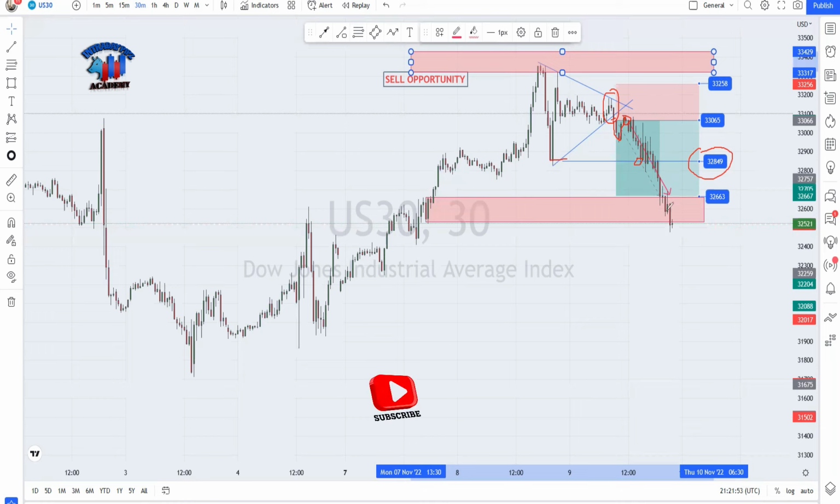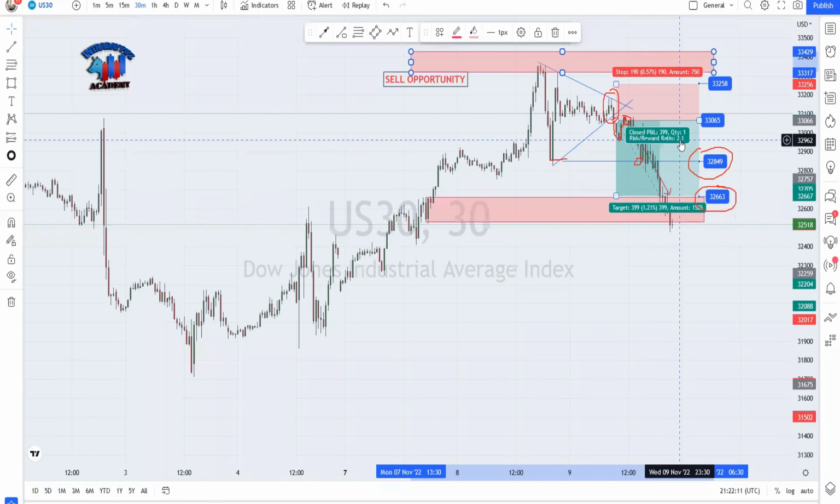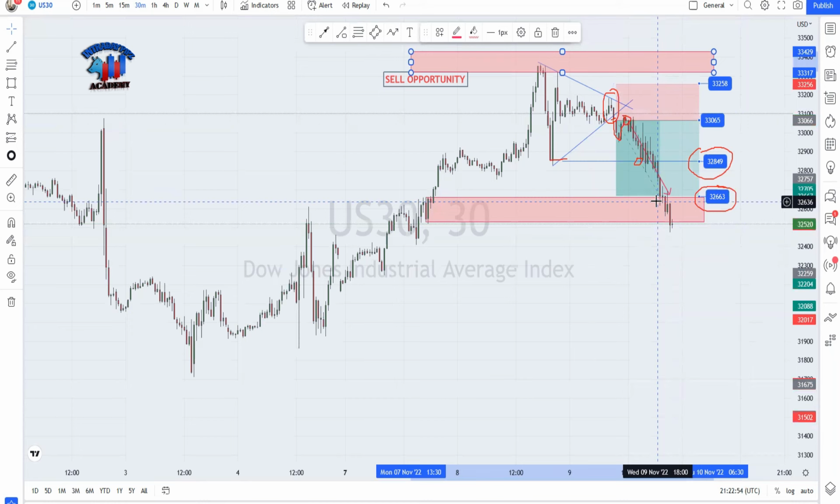Then price continued bearish all the way to our TP2. This was a very simple trade, just as I've explained. These are the things that were being considered for this particular setup. So in total, we're risking 190 pips, and we barely had about 30 pips drawdown. It didn't even get to 30 pips, and our target was 399 pips. So with this single setup, we were able to smash 399 pips.